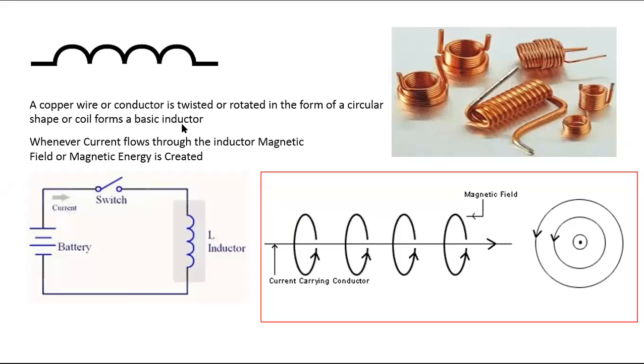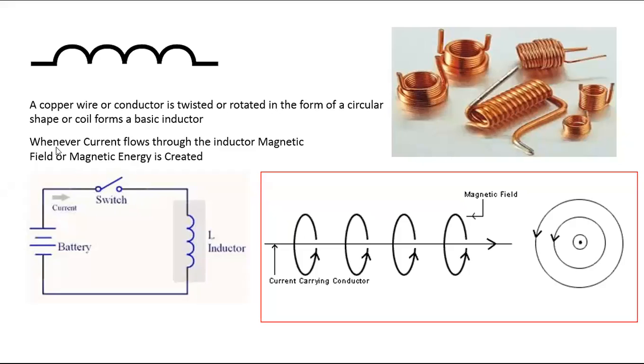Inductor is nothing but conductor only, but which is having a number of circular turns of a copper wire. A copper wire or conductor rotated in the form of a circular shape is called a basic inductor. I hope all students understood the definition of inductor. Show me the inductor really means you go to electric shop, purchase one copper wire and then rotate that copper wire in the form of a circular shape and it forms a basic inductor.